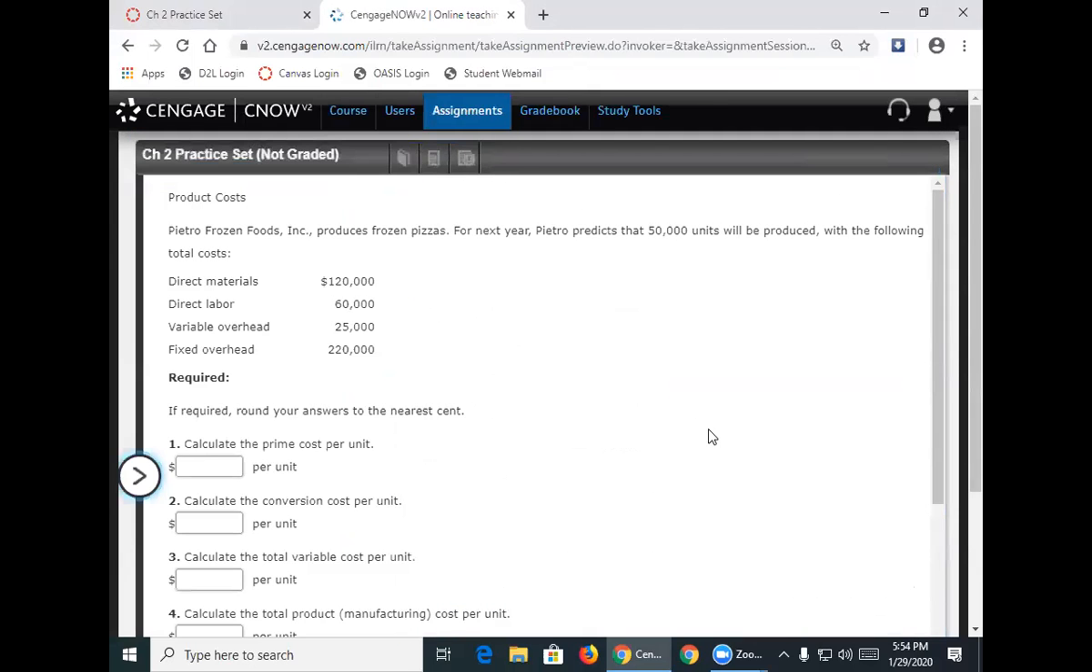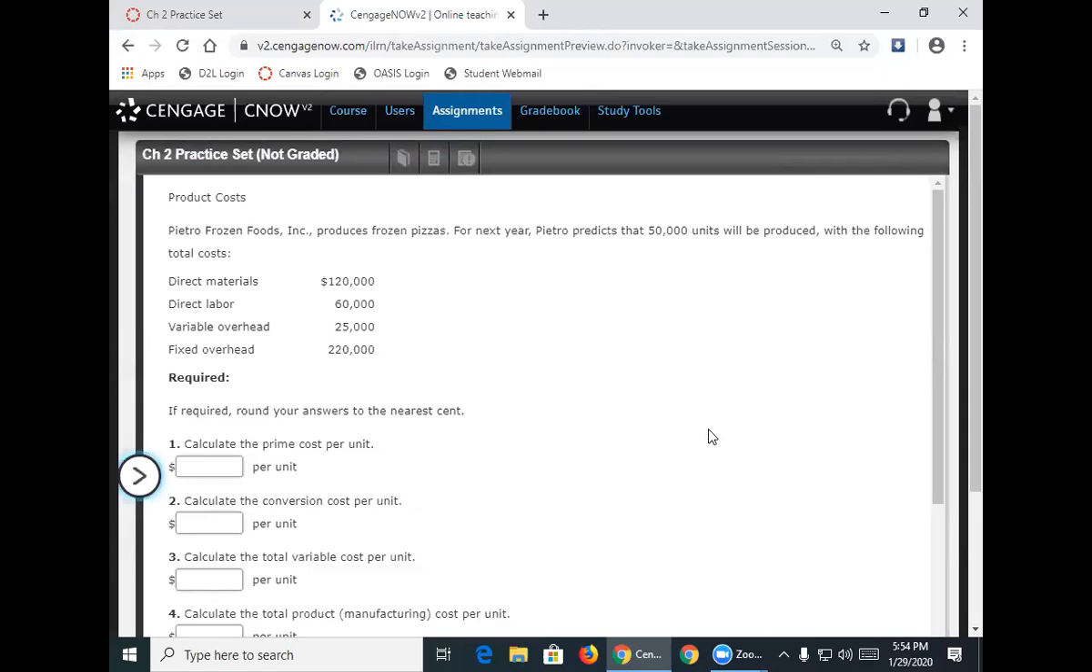Okay, so this first one says product costs. Petro Frozen Foods produces frozen pizzas. For next year, Petro predicts that 50,000 units will be produced, and here are our total costs. Again, these are all predicted costs: materials, labor, and then they separated out both fixed and variable overhead. They want us to calculate the prime cost per unit.